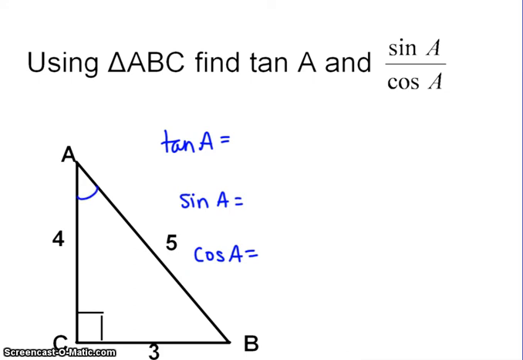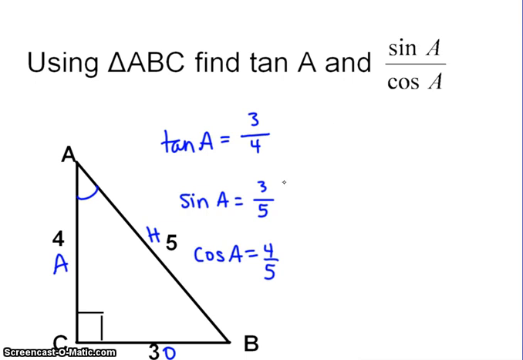Alright, so from A, we need to label the sides, adjacent, hypotenuse, and opposite. So tangent is opposite over adjacent, that's 3 over 4. Sine is opposite over hypotenuse, 3 over 5. And cosine is adjacent over hypotenuse, so 4 over 5.